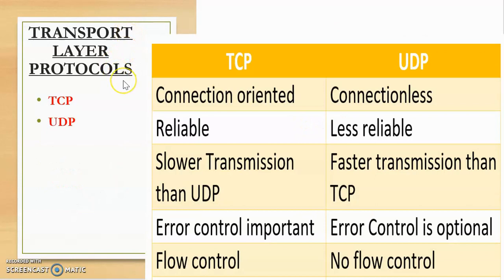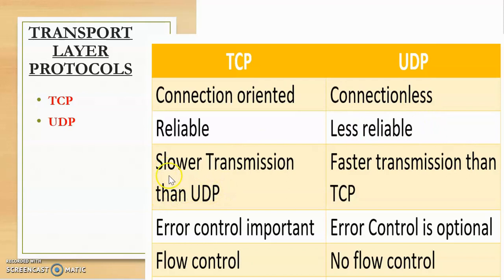Next, let us discuss transport layer protocols. The two main transport layer protocols are TCP and UDP. So TCP is a connection oriented protocol, which means that it will set up a connection before sending any data, whereas UDP is connectionless, which means there won't be any prior connection set up. Also, since TCP is connection oriented, it is more reliable because it will guarantee that the packets are delivered and in correct order, whereas UDP, since it is connectionless, is less reliable as compared to TCP.